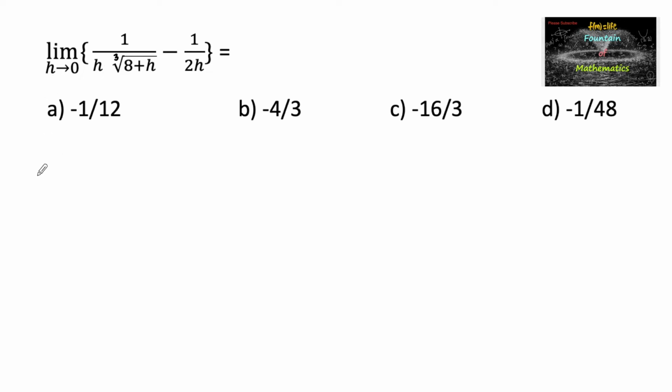Limit h tends to 0, 1 upon h times (1 upon cube root of 8 plus h minus 1 upon 2h). Let us take 1 upon h common. So we have 1 upon cube root of 8 plus h minus 1 upon 2.